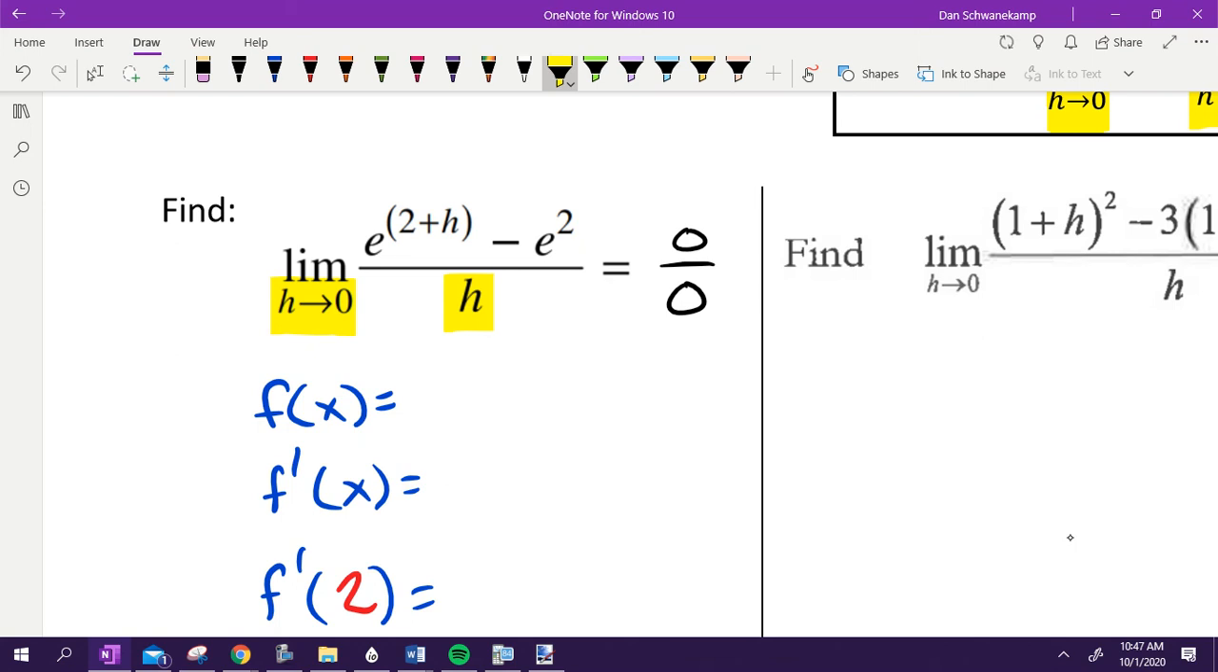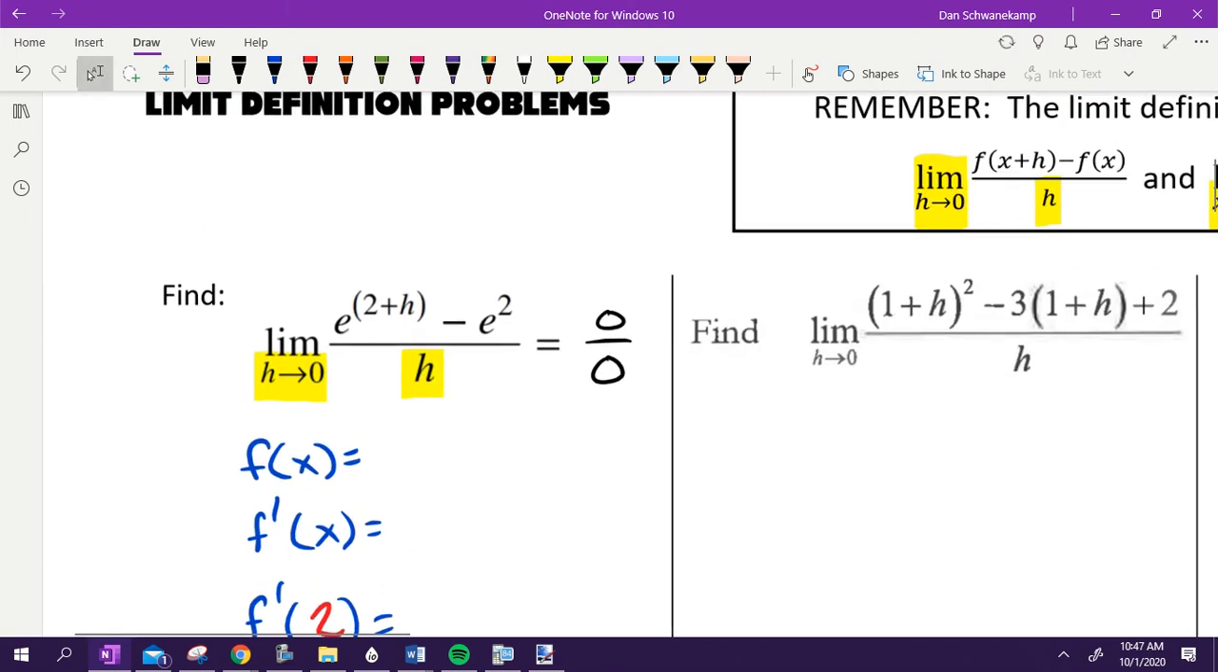So at first glance, you could plug in 0 and you get 0 over 0. But instead, when you see that h approaching 0 and that h, it's telling you this is a derivative question. So I need to know my function, I need to find its derivative, and I want to find the value. So as we look at this, we see h approaching 0, it's going to set up like this.